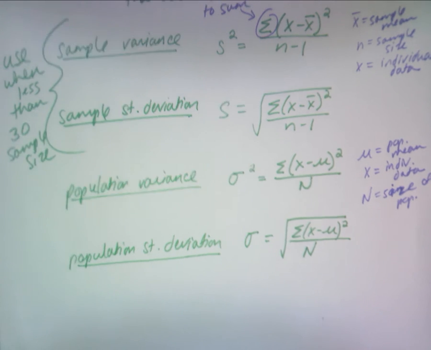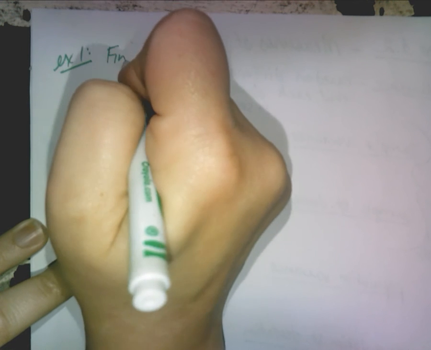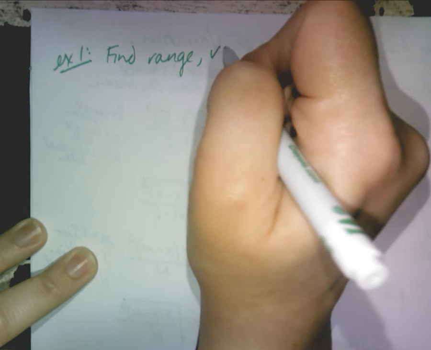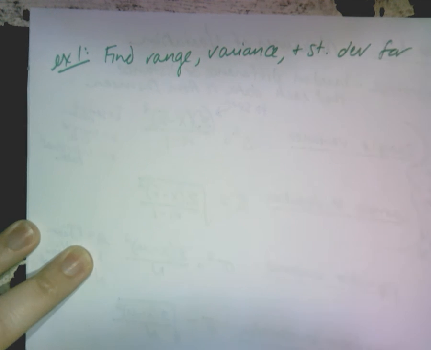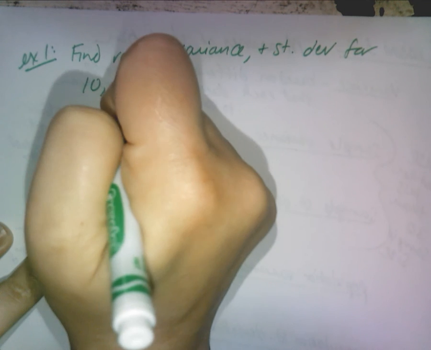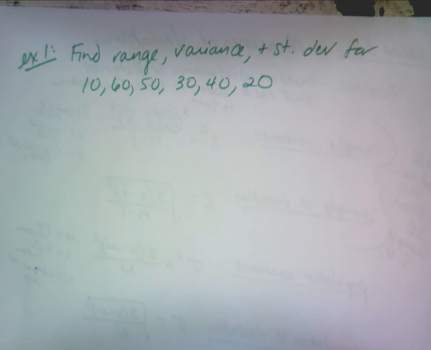All right, so we're going to do one quick example, and then you do not have to do this part of the homework, but you'll be fine. So this wants you to find the range, the variance, and the standard deviation for, I'll give you some data points: 10, 60, 50, 30, 40, and 20. Now, is this under 30? Yes. So we're going to use S. We're going to do a sample.